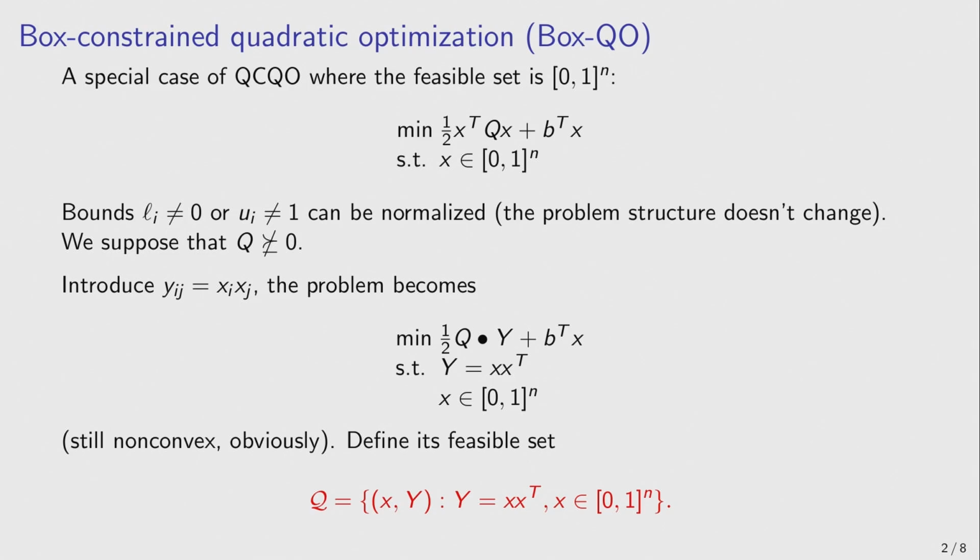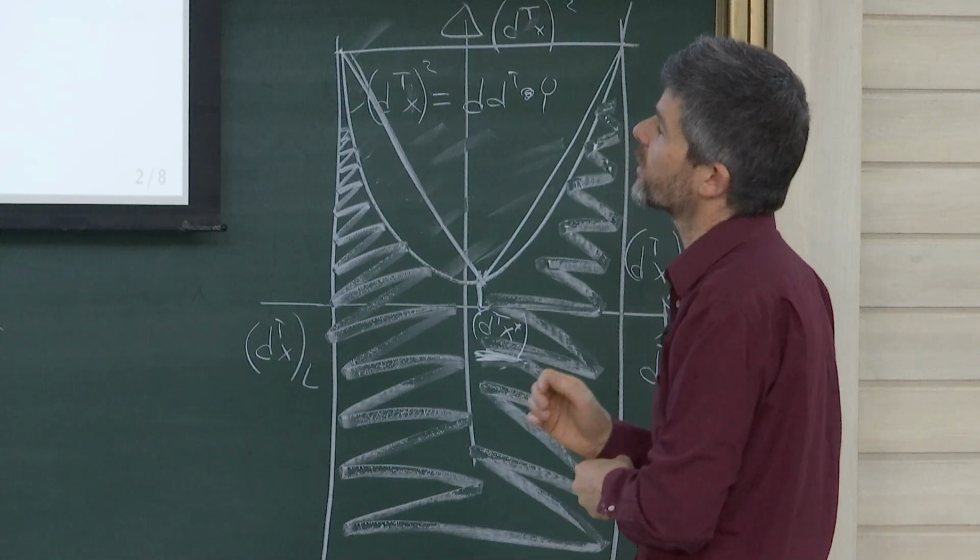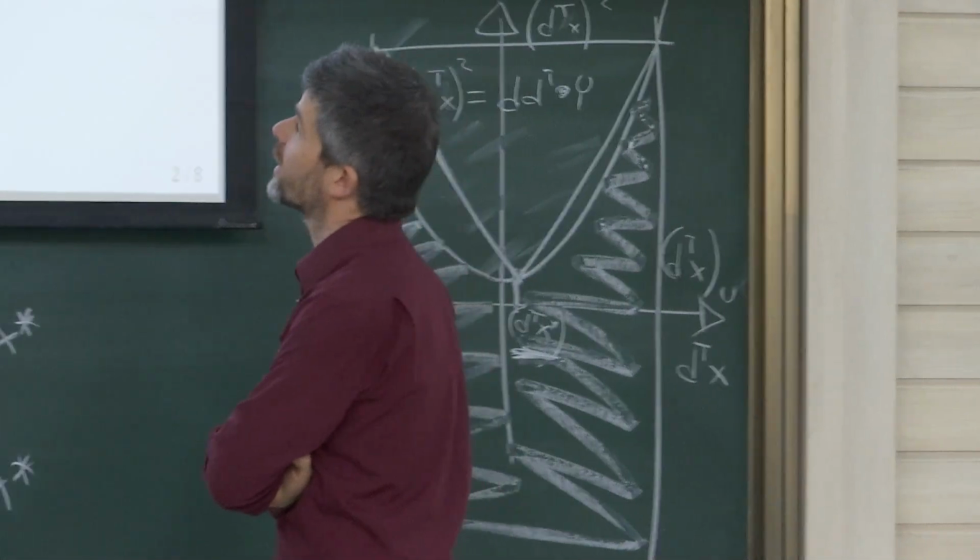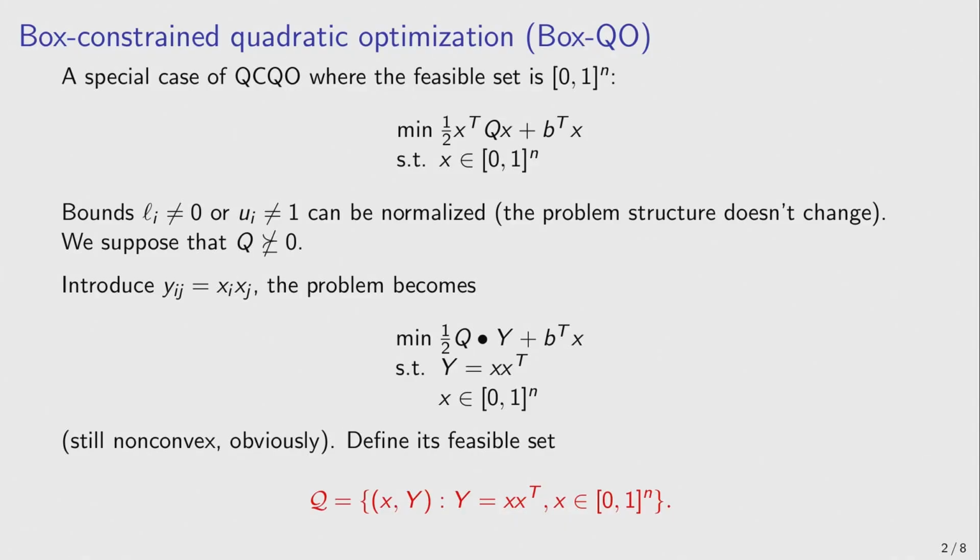If we have bounds on the variables x that are not 0 or 1, then we can normalize it, because this is a quadratic function, and we can easily rewrite Q and B in such a way that all the variables are between 0 and 1. So from now on, we are going to look at a problem where we took the original bounds that were not 0 and 1, and we reduce it to the equivalent problem where x is between 0 and 1.